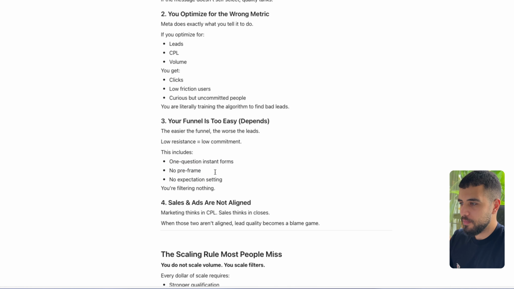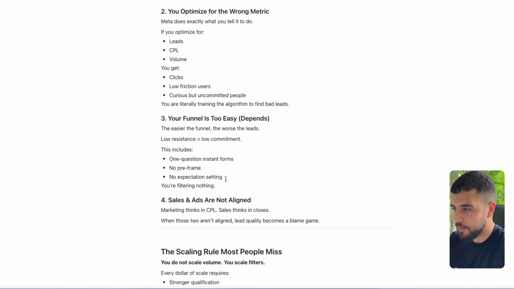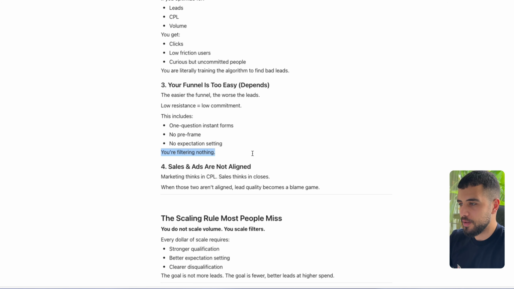No pre-framing, either in the setting process, let's say, or as a VSL or as an advertorial page overall, and no expectation setting, obviously. So you're basically filtering nothing. You're getting everyone, you're optimizing for everything, which is really bad. You're getting a lot of attention, but it's from the wrong people, basically.